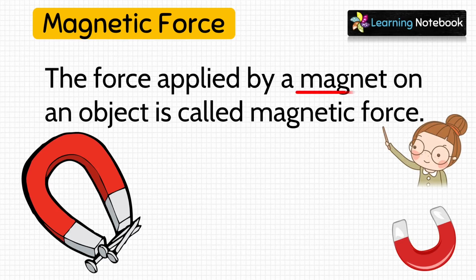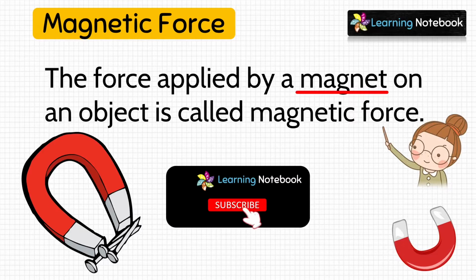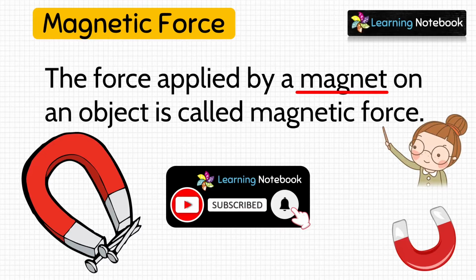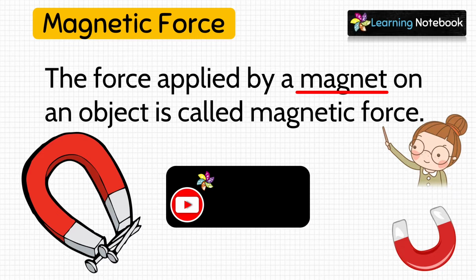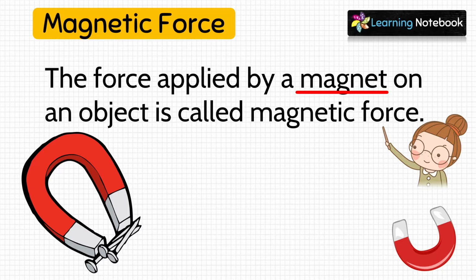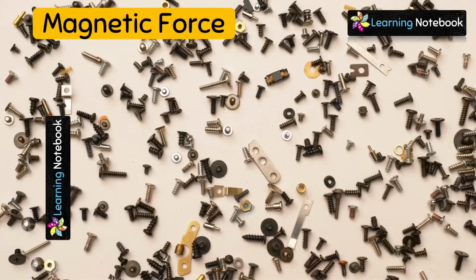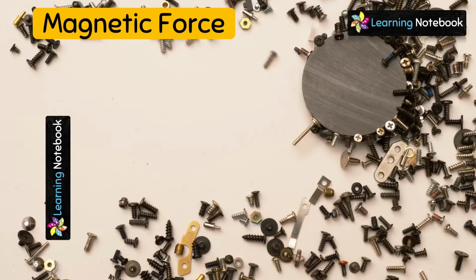Let's start with first type of force, magnetic force. The force applied by a magnet on an object is called magnetic force. For example, look here. When you bring magnet near these iron nut and bolts, the magnet attracts them. This is because magnet has a force called magnetic force.